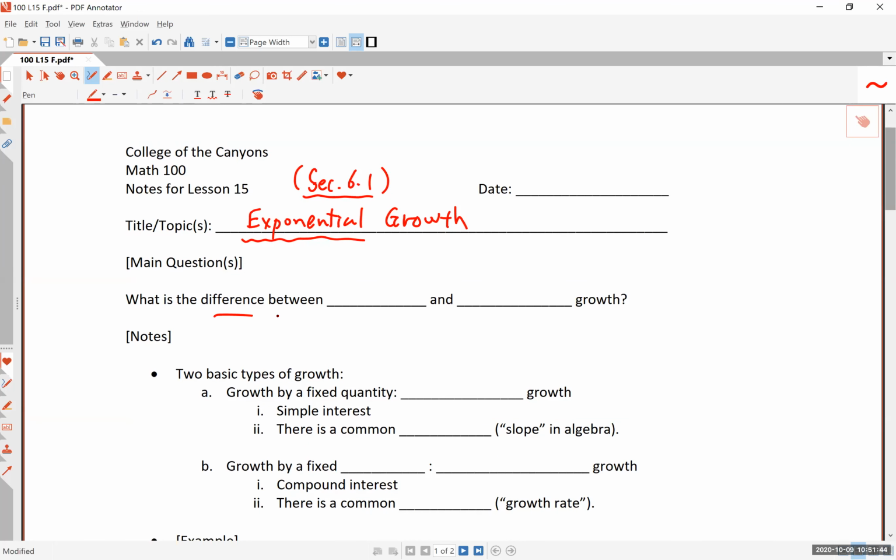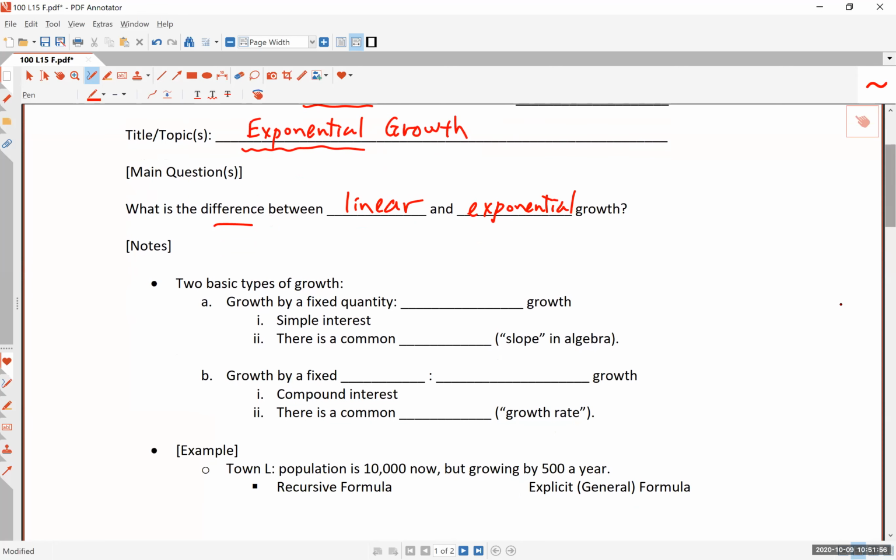What is the difference between linear and exponential growth? Okay, and so there are two types of growth. One is by a fixed quantity, and this is the one which is referred to as a linear type of growth, right? So we already have an example of this that we have studied, which is simple interest, all right? And so what happens is, as time goes, this quantity, whether it's a number of dollars or the population of a certain country or whatever, if it grows linearly, it grows by a fixed quantity, and that means a fixed number, okay?